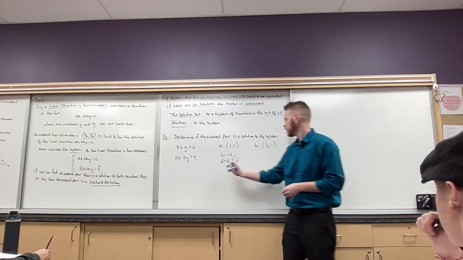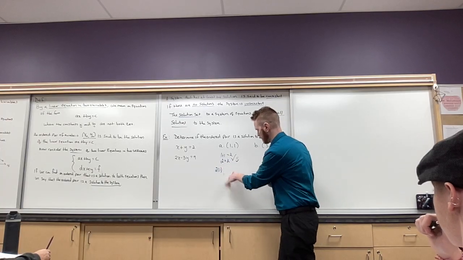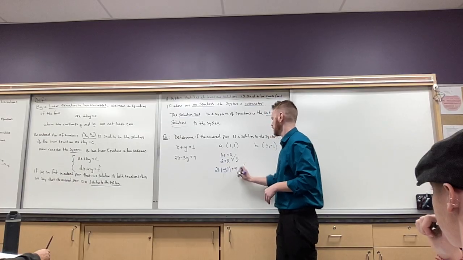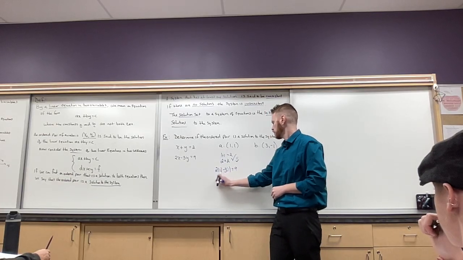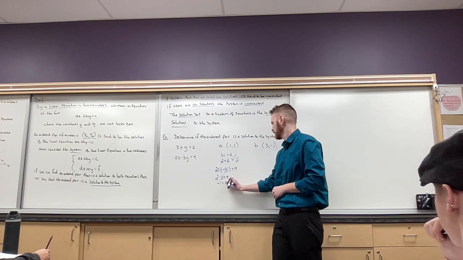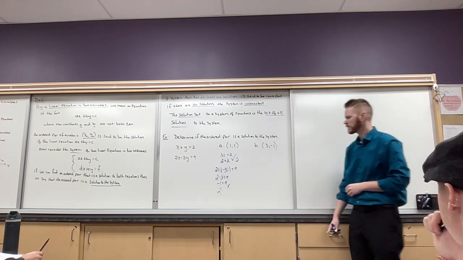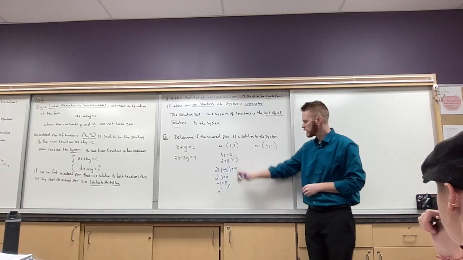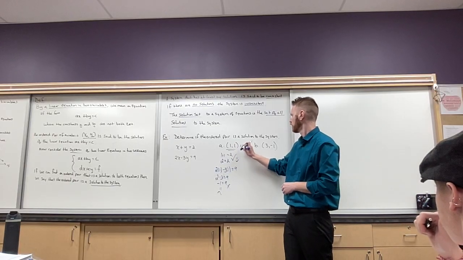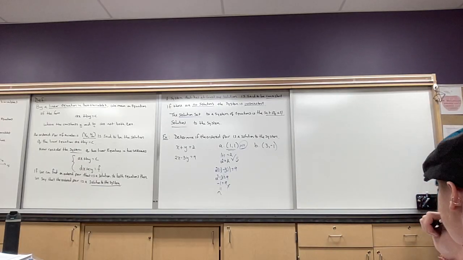And then for the second one, we get 2 times 1 minus 3 times 1 equals 9. So we get 2 minus 3 equals 9. Nope. That's not good. So because one of these fails, this is a big no. It is not a solution to the system. And that happens.